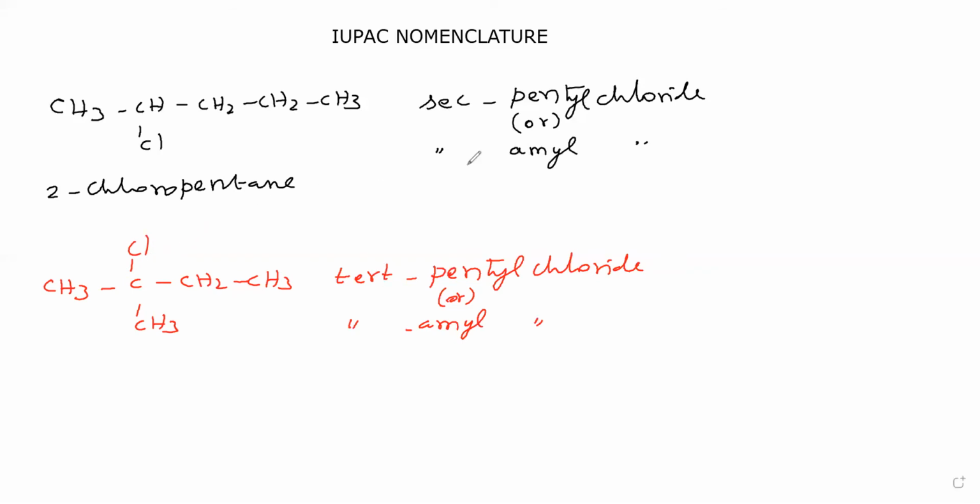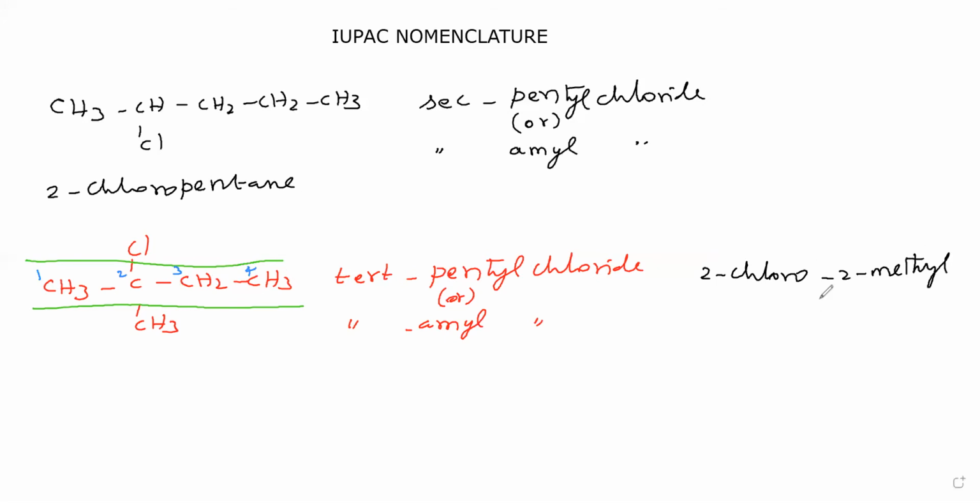What is the IUPAC name? To say the IUPAC name, let us select the parent chain like this. Then we'll give numbering: first carbon, second carbon, third carbon, fourth carbon. Then we'll say the name. Cl we say as 2-chloro, CH3 as 2-methyl. The parent chain contains 4 carbon atoms, therefore butane. Okay, we'll go for the next compound.